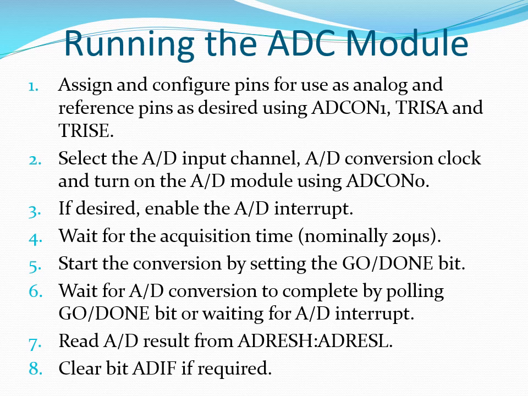Number 5, start the conversion process by setting the GO/DONE bit in the register ADCON 0. Number 6, wait for the analog to digital conversion to complete by polling the GO/DONE bit or waiting for the ADC interrupt to occur. Number 7, read the ADC result from the registers ADRESH and ADRESL. Number 8, clear the bit ADIF, which is the ADC interrupt flag, if required.